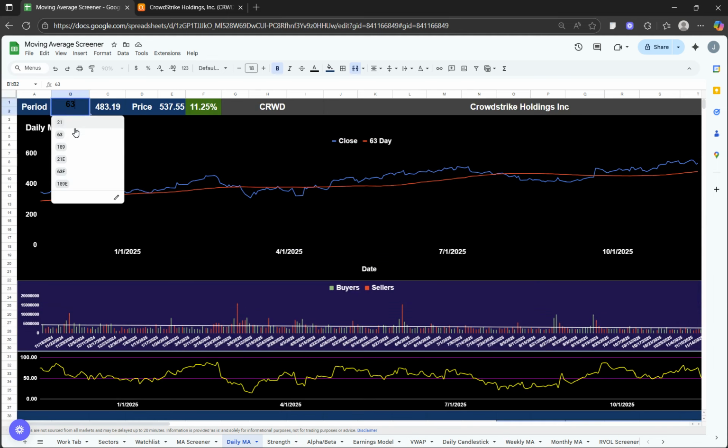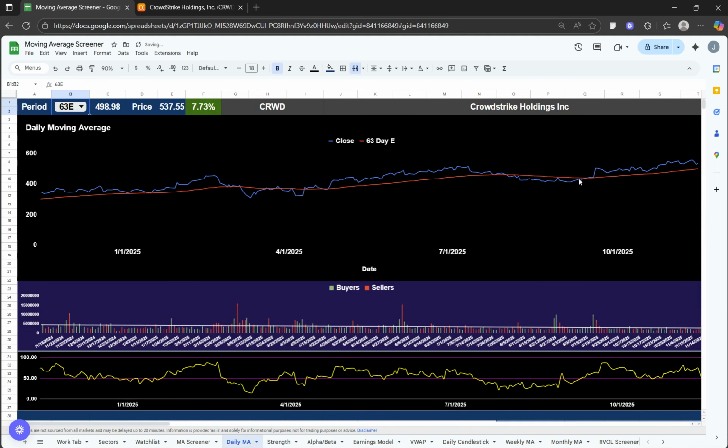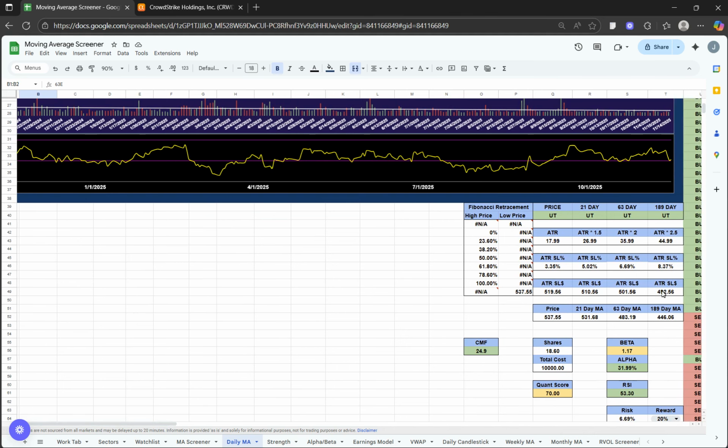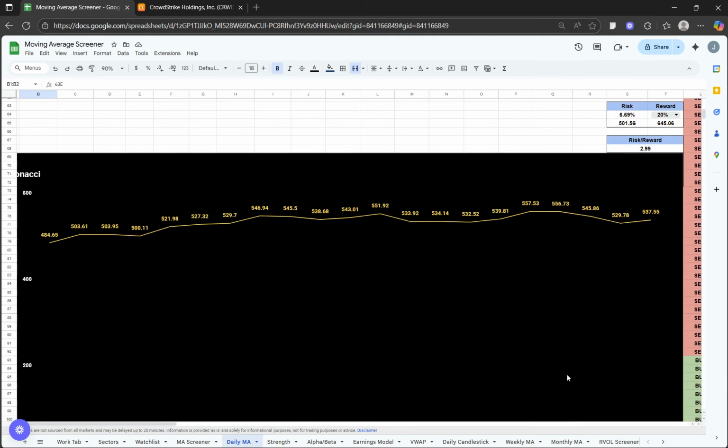We're going to change this to our exponential moving average. We're above our 63-day exponential moving average, 7.73%. We have accumulation. These are ATR stop losses. You can use these as percentages. This is your ATR: 1.5 times, 2 times, and then 2.5 times, and then the percentages. That over to the right a little bit so you can see. And then this is the amount. So if you wanted to put an 8.37% stop loss, it would be 492.56 for CrowdStrike. We have 1.17 beta, 32% of alpha, and 53 RSI.